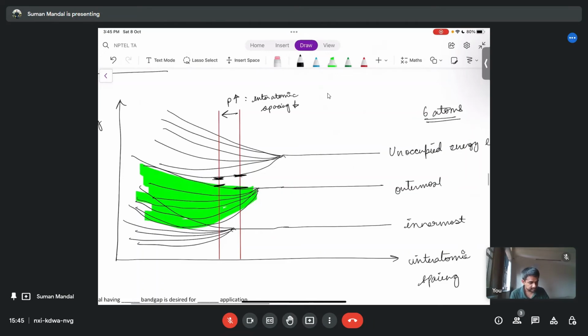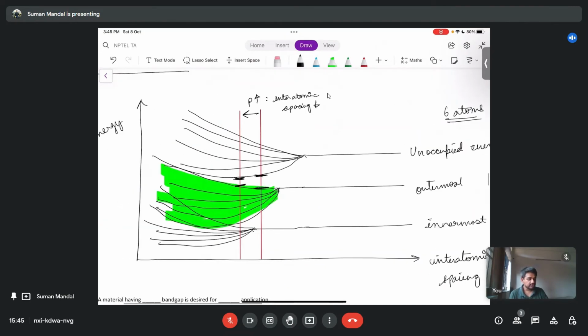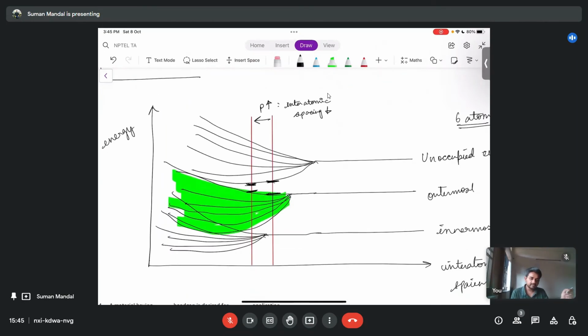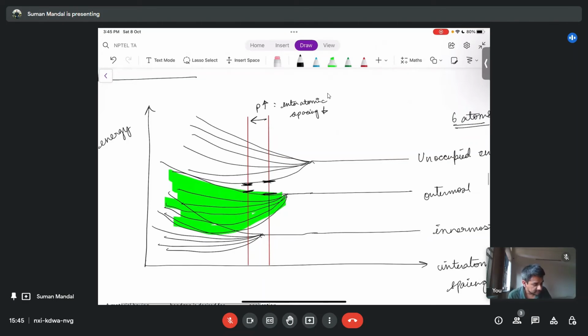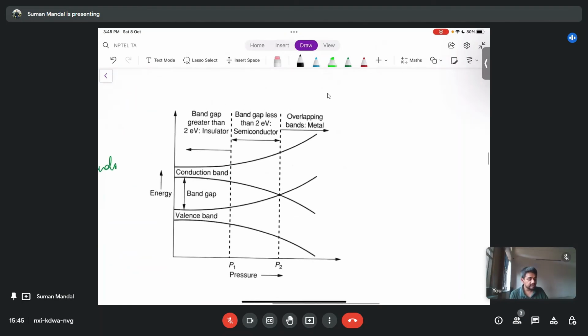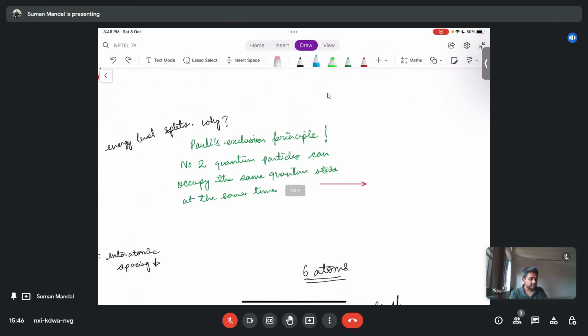So if you now draw a pressure versus... since the pressure and the interatomic spacing are related, you can draw an energy versus pressure diagram as well, and that will look something like this. As you're applying the pressure, the energy levels are getting split. These are the splitting energy levels. With the application of pressure, the band gap decreases with an increase in pressure.